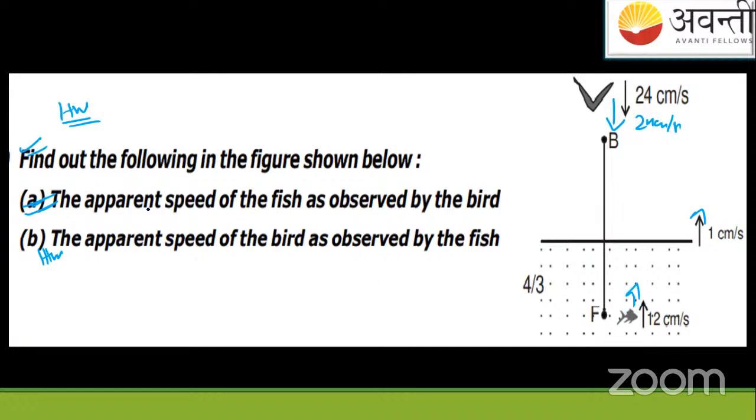Now they're asking you the apparent speed. Of course, the image of the fish is what you will see as per the bird's eye. You are the bird now. This will also be moving with some speed vi, and the object is moving with 12 centimeter per second. Everything is moving. They're asking the apparent speed of the fish as observed by the bird. How much will it be? Simple, apply the formula: velocity of image minus velocity of surface equals n2 upon n1 times the velocity of object minus velocity of surface.